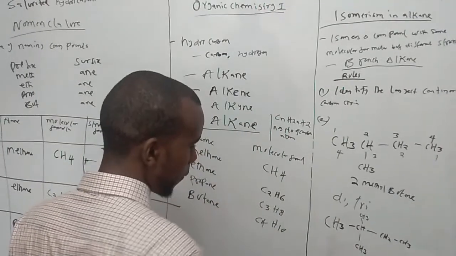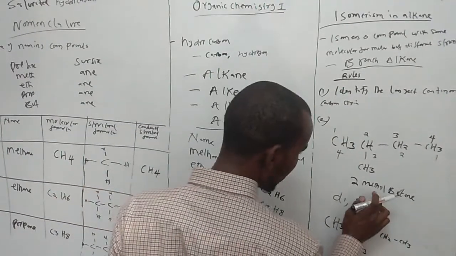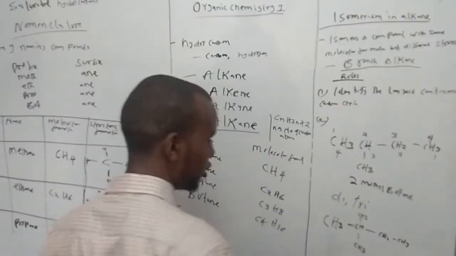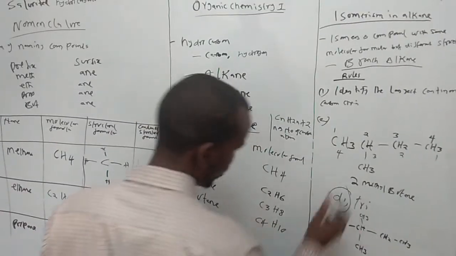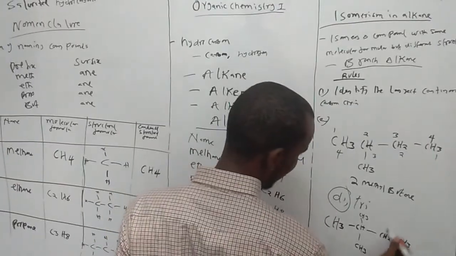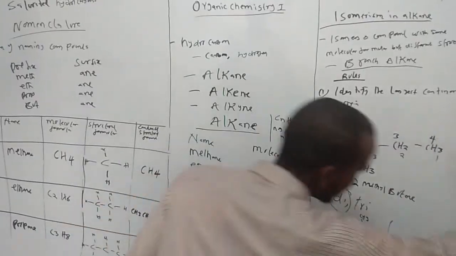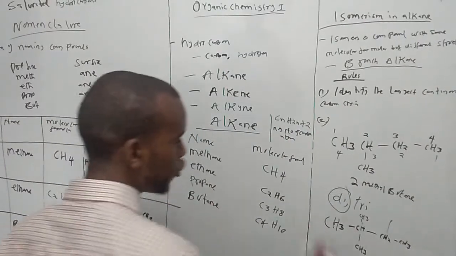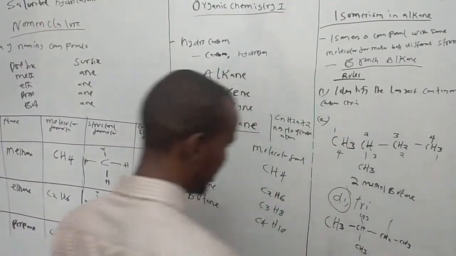Now, we are not going to use only methyl. We are going to add di, which means twice. So we are going to say dimethyl. If there were 3, maybe there's another methyl here, we say trimethyl. Then if it is 4, tetra, and so on.